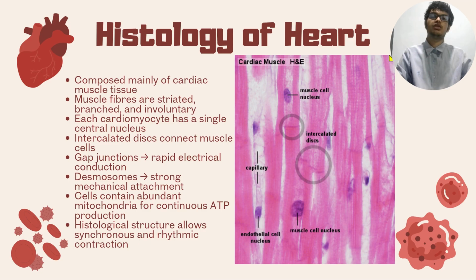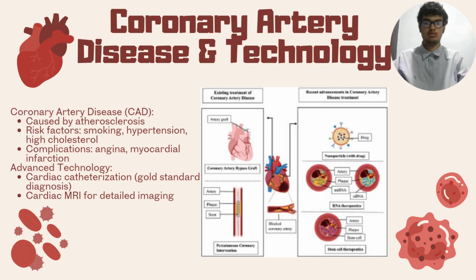From a biochemical perspective, the heart has a very high energy demand. The cardiomyocyte contains an abundance of mitochondria that continuously produce ATP. The heart mainly uses fatty acid as its primary energy source, along with glucose and lactate. The calcium ions play a critical role in excitation-contraction coupling, enabling muscle contraction and relaxation.